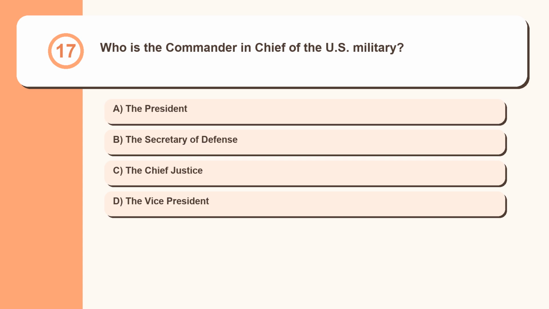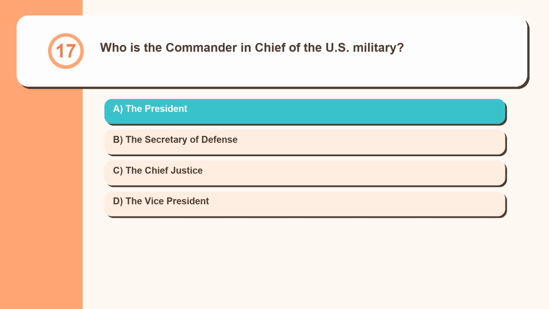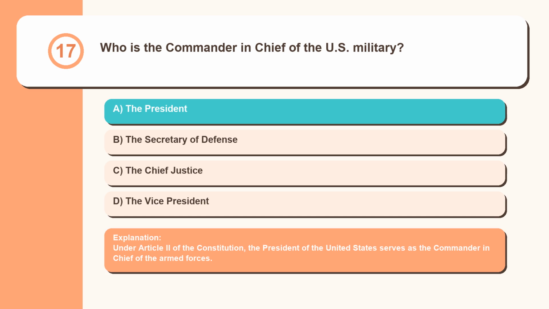Question 17. Who is the Commander-in-Chief of the U.S. military? The President, the Secretary of Defense, the Chief Justice, the Vice President. Under Article 2 of the Constitution, the President of the United States serves as the Commander-in-Chief of the Armed Forces.